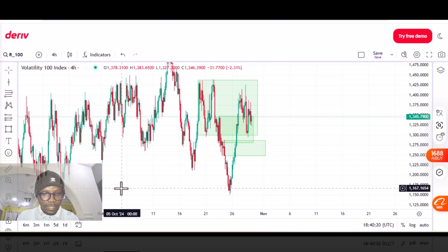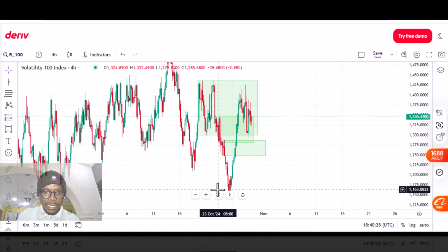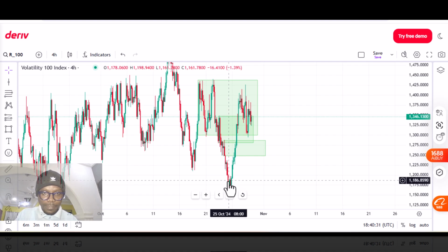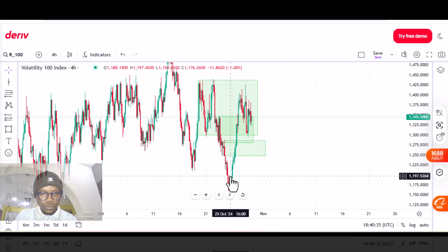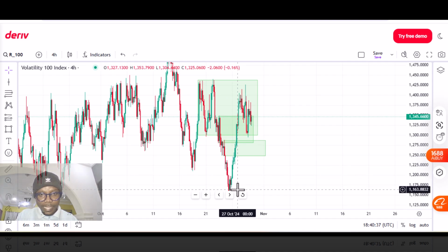Therefore, the likelihood for price to rebalance itself after it has taken an external liquidity is that it has to seek an internal liquidity. And where we find internal liquidity resting, we have a very big internal liquidity resting in here, and then others as well. So price did the rebalancing from this side.